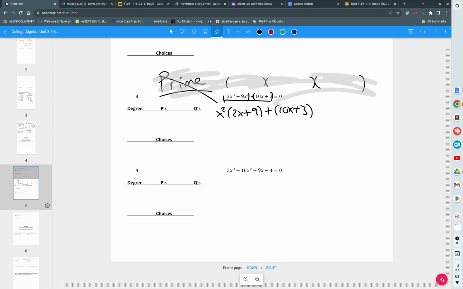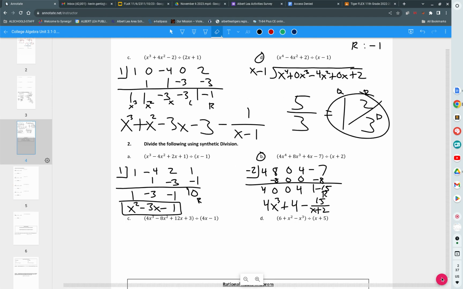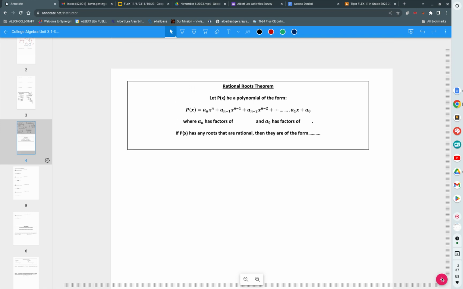So let's see how we factor that then. It's no big deal. We use the rational roots theorem. What the heck is the rational roots theorem? Rational roots theorem says, let us have a polynomial and let it be of this form: a sub n times x to the nth plus a sub n minus 1 times x to the n minus 1.